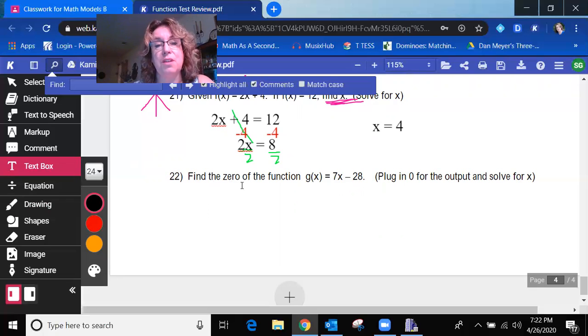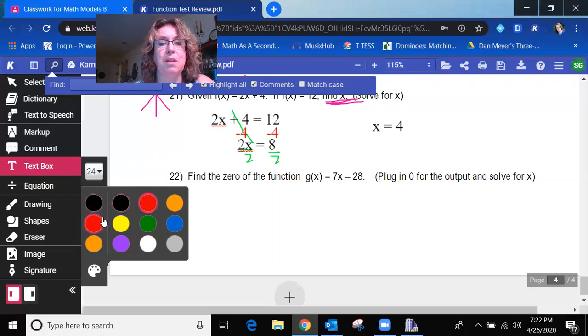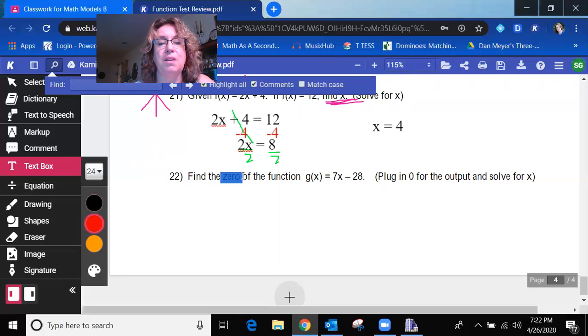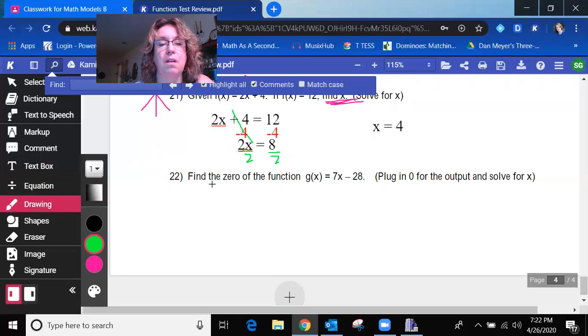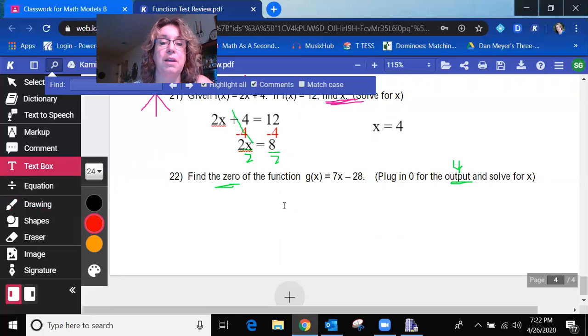It says find the 0 of the function. You're like, what do you mean 0? You may know that, you may not. But it tells you, plug in 0 for the output and solve for x. Now output is the y. So this one, we're going to get there later.